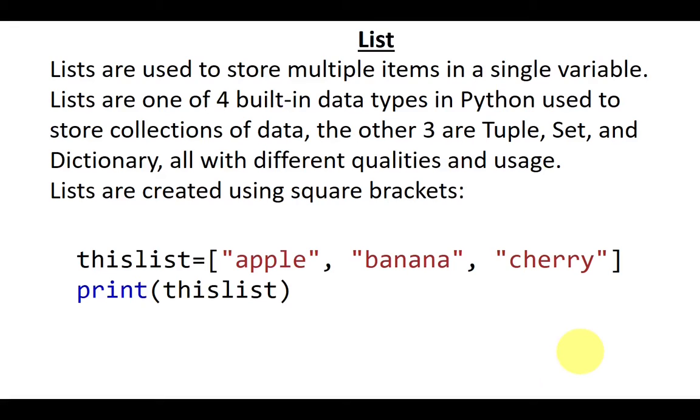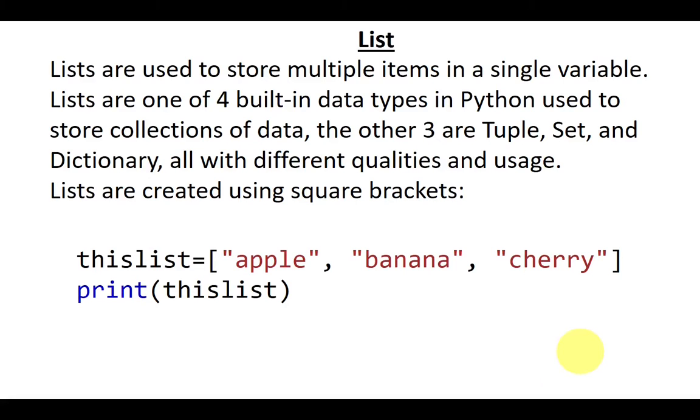Lists. Lists are used to store multiple items in a single variable. Lists are one of the 4 inbuilt data types in Python used to store collections of data. The other 3 are tuples, set, and dictionary, all with different qualities and usage.